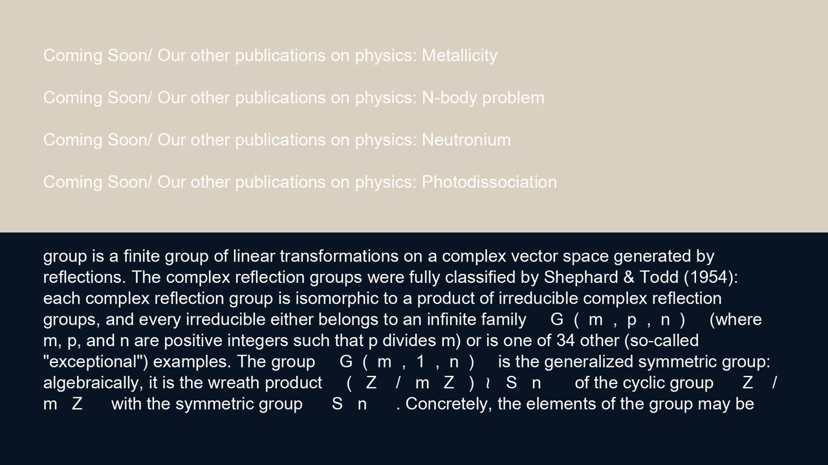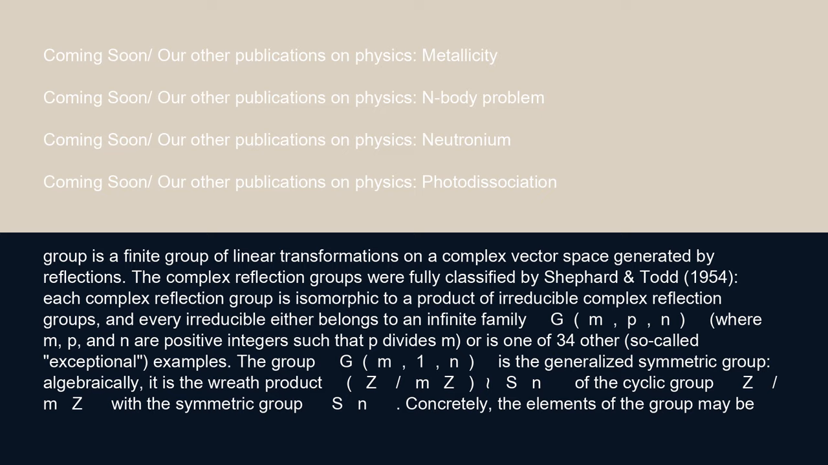The complex reflection groups were fully classified by Shephard and Todd in 1954. Each complex reflection group is isomorphic to a product of irreducible complex reflection groups, and every irreducible either belongs to an infinite family G(m,p,n), where m, p, and n are positive integers such that p divides m, or is one of 34 other so-called exceptional examples. The group G(m,1,n) is the generalized symmetric group. Algebraically, it is the wreath product Z/mZ wr Sn of the cyclic group Z/mZ with the symmetric group Sn.